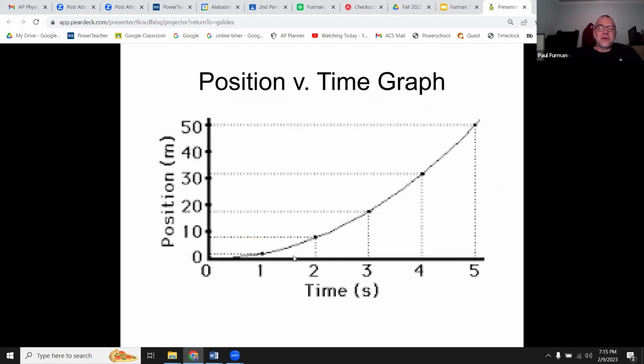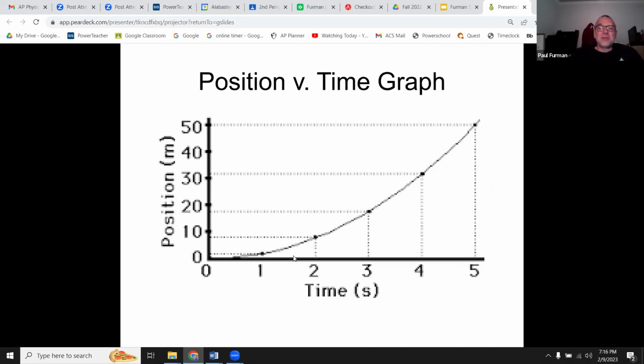If you have a position versus time graph that looks something like this, notice that it's not a straight line graph, it's a curve. And so the slope at any given point in time is going to be different than for other parts of the graph. So this would be a graph with a changing slope. So it would have a changing velocity. And if your velocity is changing, that means that you're accelerating.